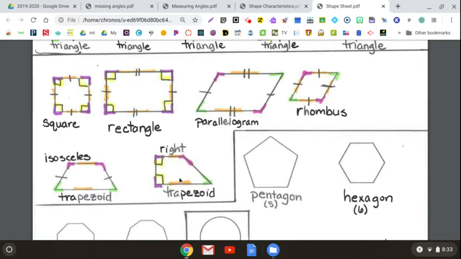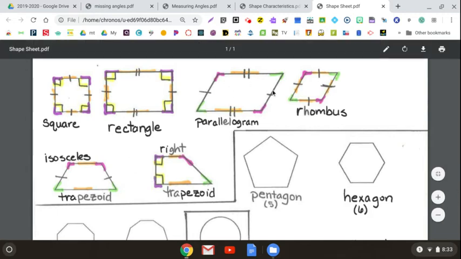Probably my most favorite shape of all is the right trapezoid. And the right trapezoid has 1 pair of parallel sides. It has right angles, which means it also has perpendicular sides. It has 1 obtuse and 1 acute angle. So those are your quadrilaterals or your 4-sided figures.